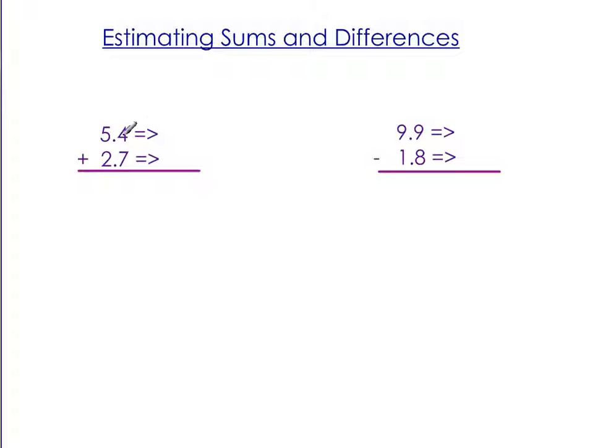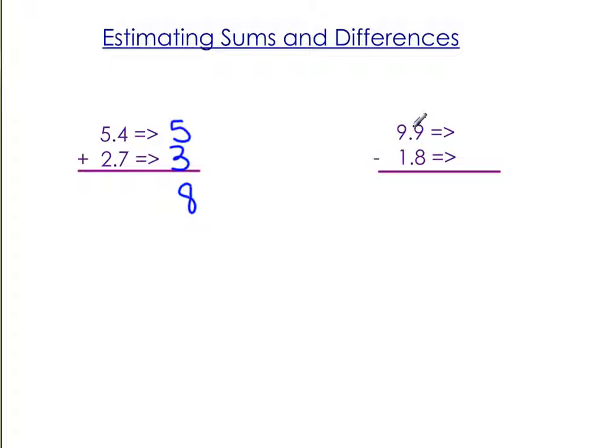So 5.4, if we look at the 5, that's our whole number. Look at the 4 to round it. The 4 will make the 5 stay the same. So 5.4 rounds to 5. And 2.7, the 7 bumps the 2 up to a 3. So 2.7 rounds to 3. So 5 plus 3 is 8. So 5.4 added to 2.7 should be very close to 8.